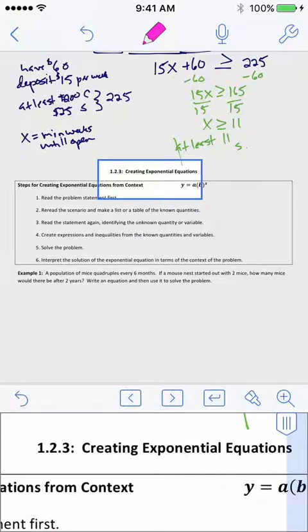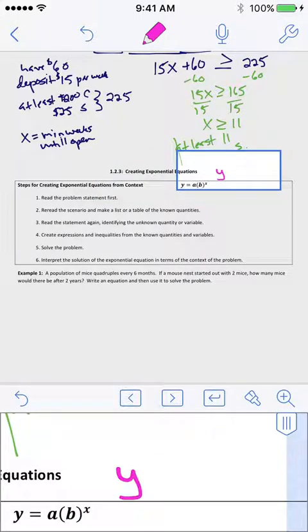All right, section 1.2.3, creating exponential equations. In the last two sections, last time, we talked about creating linears, right? Linears was y equals mx plus b. And we talked about linear inequalities as well, and how those two tie together.